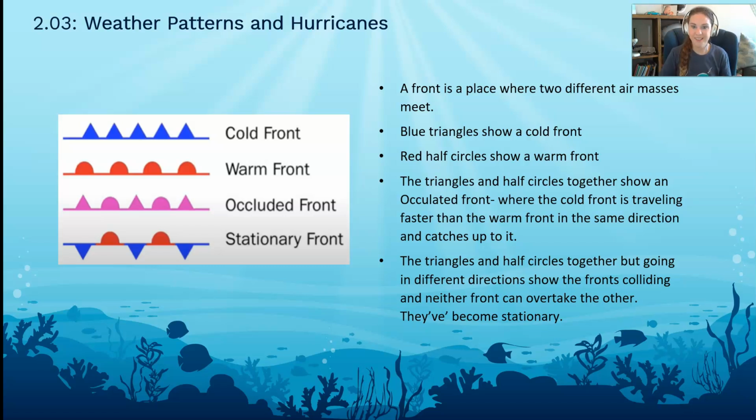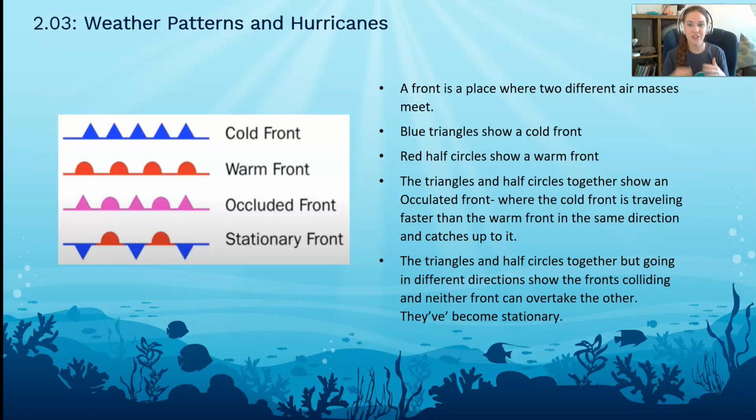So what are fronts? Take a look at these symbols here on the left side of your screen. So a front is a place where two air masses meet. The blue triangles show a cold front. The red semicircles show a warm front. The triangles and half circles together show an occluded front. This is where the cold front is traveling faster than the warm front, but in the same direction, and it eventually catches up to it, okay?